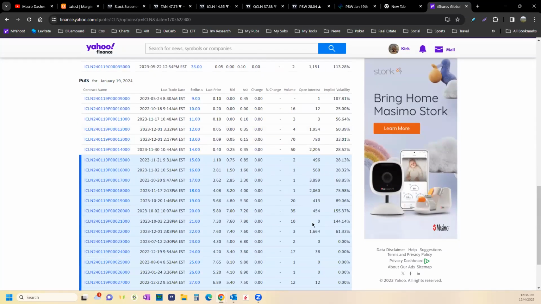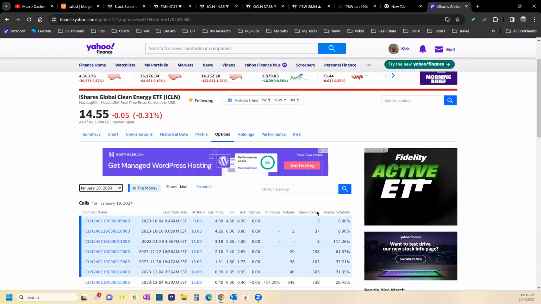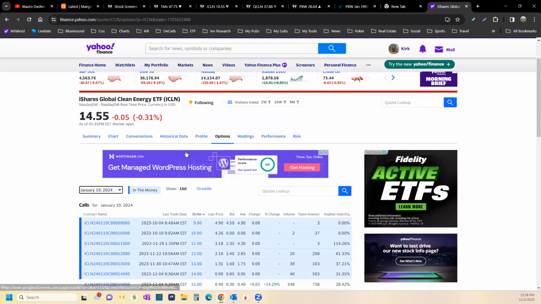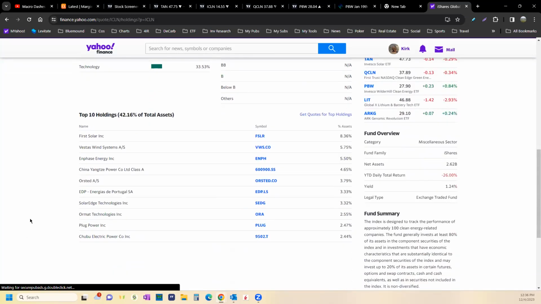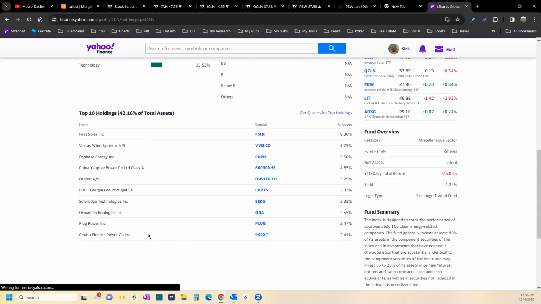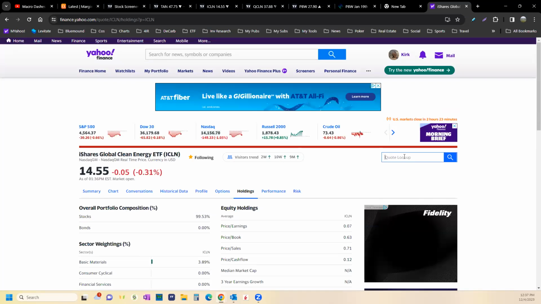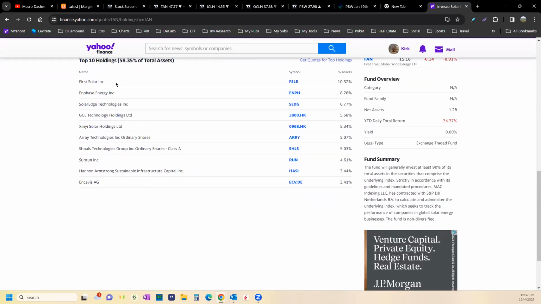Yeah, much more robust option market on iClean. Again, it's because the millennials like this one. So if we take a look at the holdings, this is a lot more large cap too, very similar to QClean, but not emphasizing Tesla. So if you don't love Tesla, use iClean instead of QClean. The article that I'm putting out today will describe that. So let's take a look at TAN, because this one is, there you go. First Solar, Enphase, SolarEdge. That's a good basket of solar stocks.